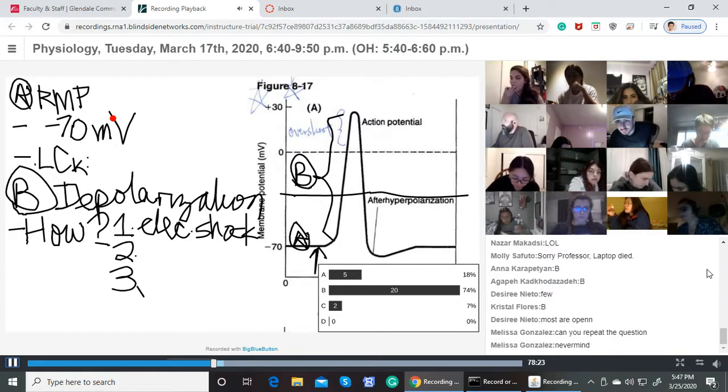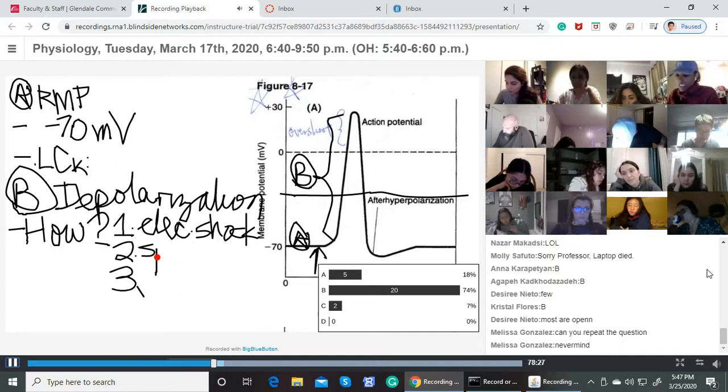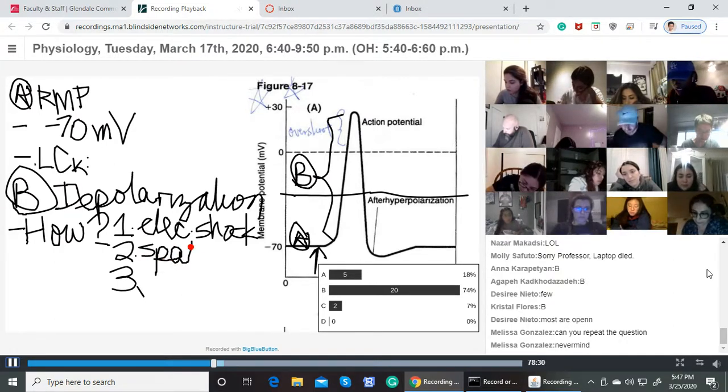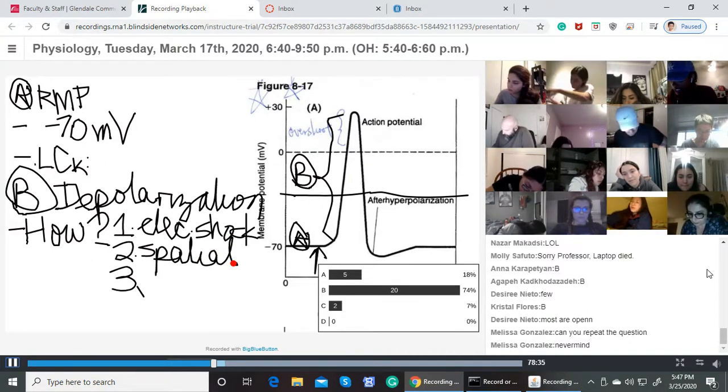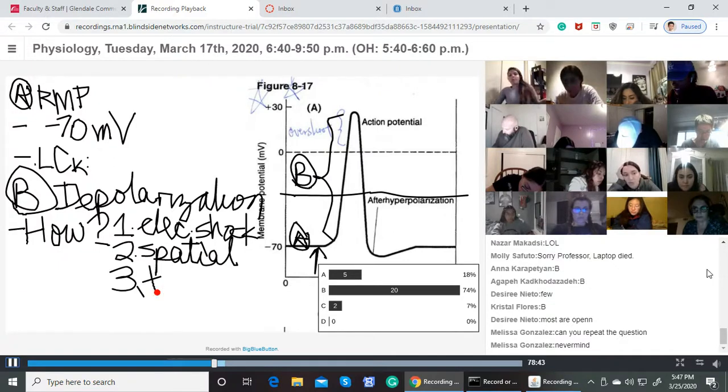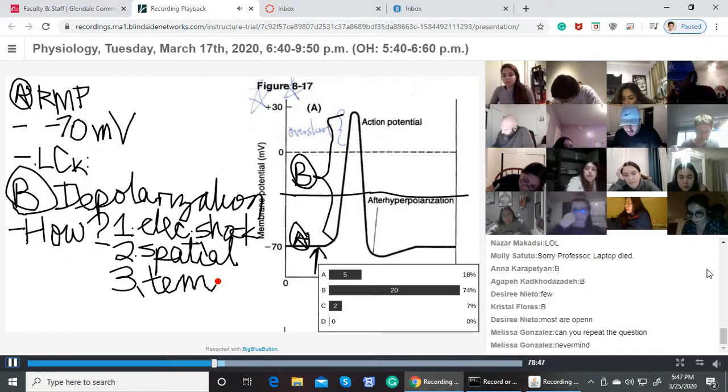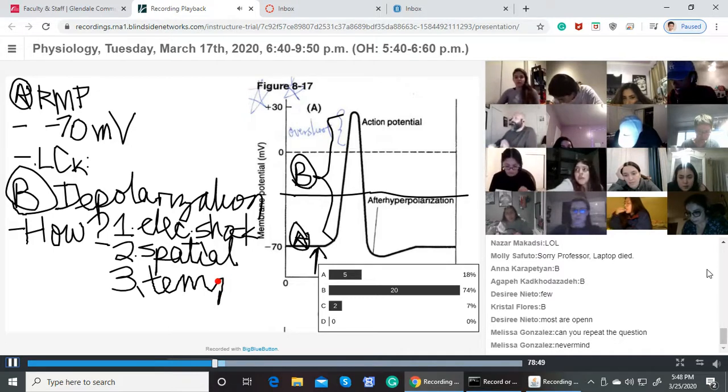Of course, we talk about spatial summation, and also temporal. I'll just put temp. I hope you don't mind. Don't mix it with temperature. It's not temperature, it's temporal.